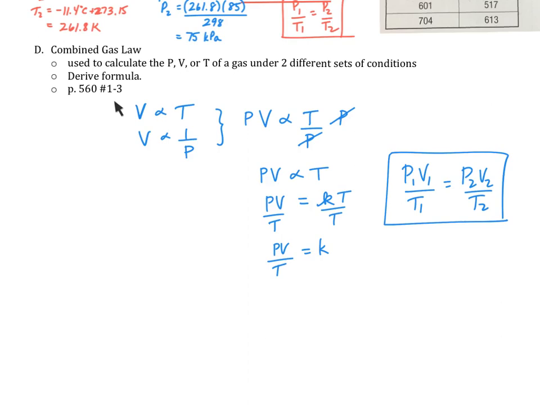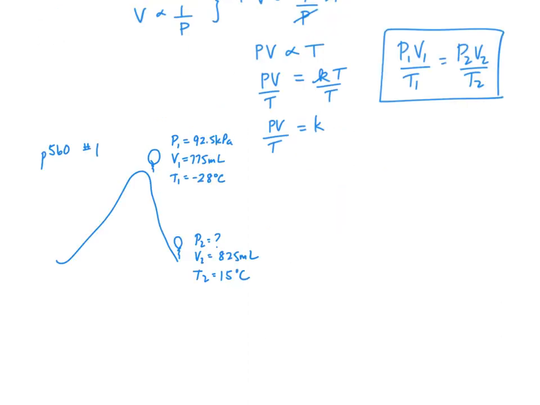Well, let's look at page 560. Okay, so page 560, number 1, describes a balloon at the top of a mountain and at the bottom. And at the top of the mountain, you're given the pressure, volume that the balloon occupies, so the volume of the balloon, and the temperature in degrees Celsius. You're asked to find the pressure at the bottom of the mountain if the balloon has a volume of 825 milliliters and the temperature is 15 degrees Celsius. So pressure is changing, volume is changing, temperature is changing. We'll need to use the combined gas law.